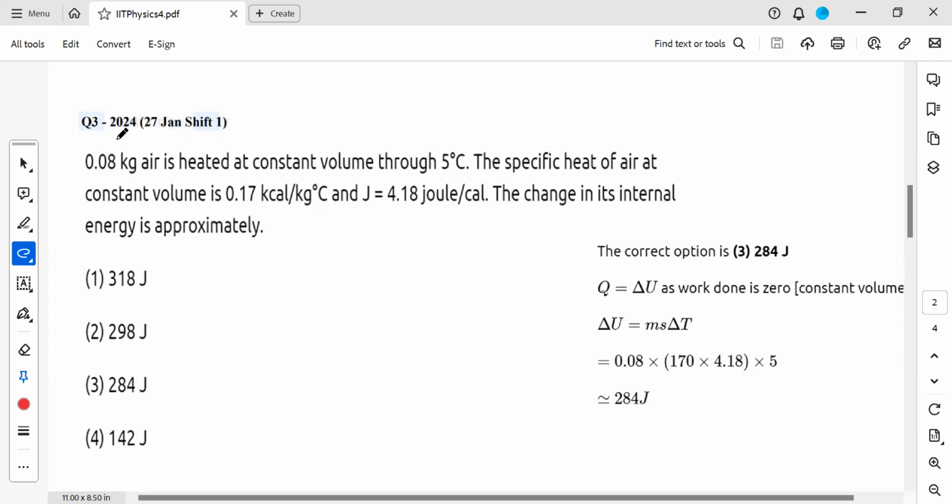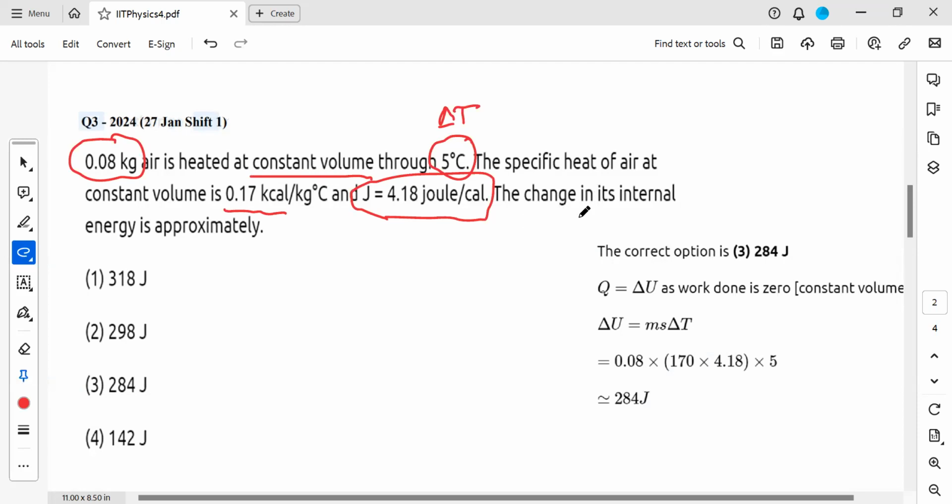So the mass of air is given. 0.08 kg of air is heated at constant volume. The thermodynamic process is a constant volume process through 5 degrees centigrade, that is, the rise in temperature delta T is 5 degrees centigrade. The specific heat of air at constant volume, CV, is given, but the units are kilocalories per kg degree centigrade. And J value is given as 4.18 joules per calorie for conversion of calories into joules.